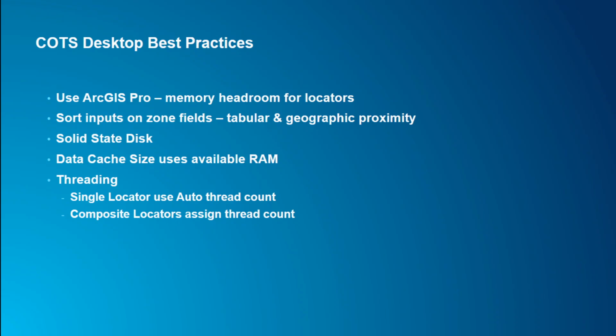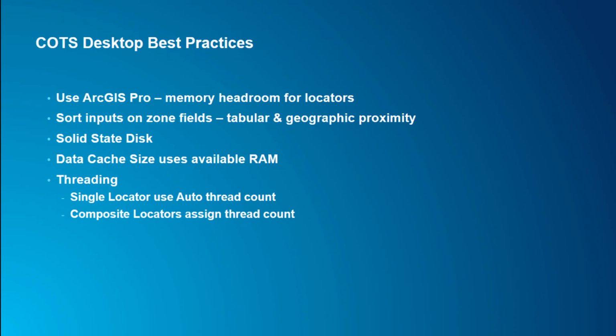So, complete off-the-shelf desktop best practices. There are some basic rules that you can benefit from by applying. Firstly, we do recommend use ArcGIS Pro. The 64-bit memory headroom greatly benefits geocoding speed if you've got a local locator, because they're pretty heavy-duty slices of memory that are used by the locators, and the headroom you've got with 64-bit environment helps a lot.